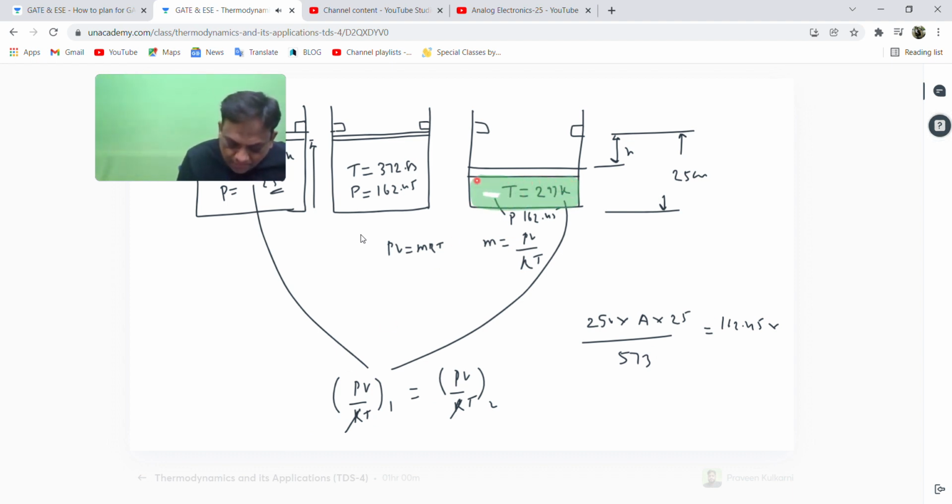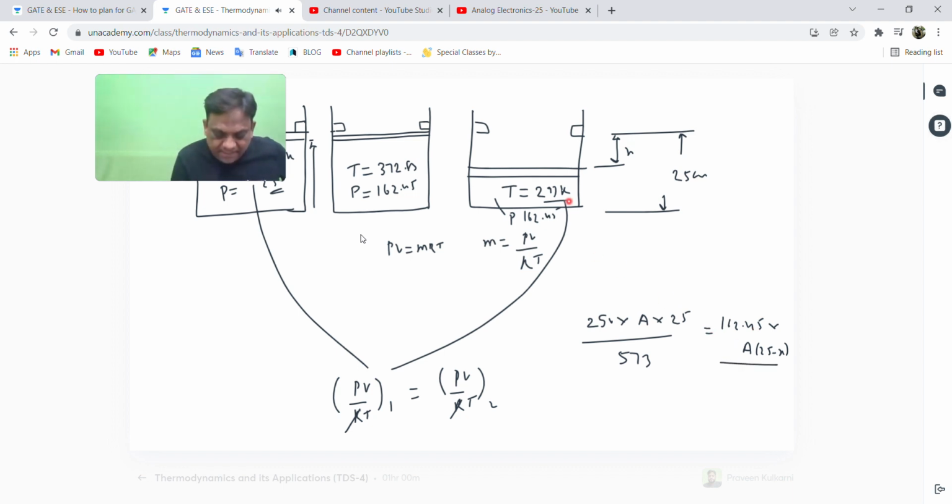Can anyone tell what is the final volume? It is area into this length. Can you tell me this length? This length is 25 minus x. What is this volume? It is area into this length. What is this length? 25 minus x. So therefore, area into 25 minus x. Can anyone tell what will be the unit for x? It is in centimeter, because this is in centimeter, so this is also centimeter.